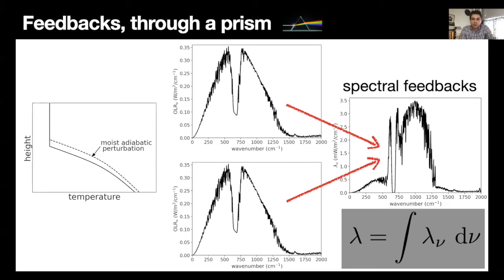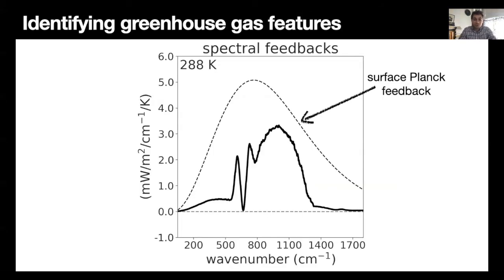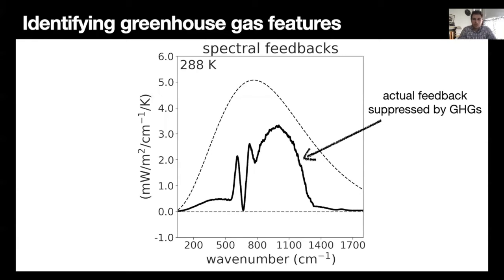It highlights the parts of the spectrum in which more radiation escapes to space when the system warms up. And of course, if you integrate this curve over wave number, you just get the total feedback parameter. So let's take a closer look at the spectral feedbacks for a base pre-industrial climate at 288 Kelvin. And for reference, I've added in the dashed line showing the surface Planck response. So this is the increase in spectral OLR that you would get through a transparent atmosphere. And the thick line is a smoothed version of the actual spectral feedback, which you can see falls short of that surface response due to the presence of greenhouse gases.